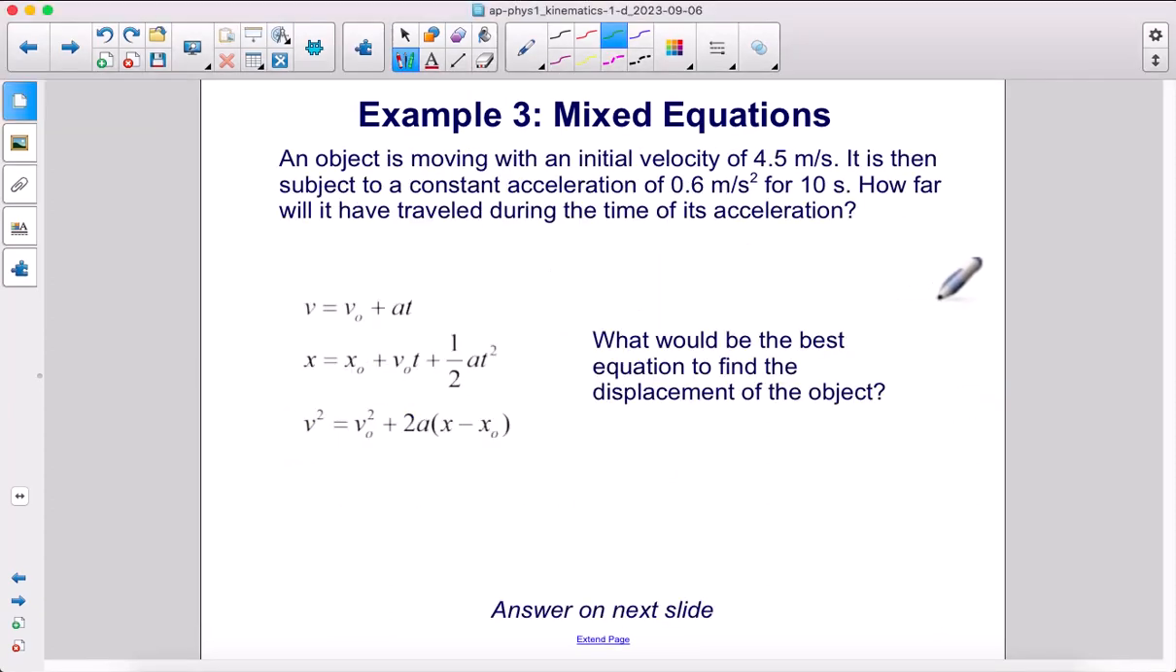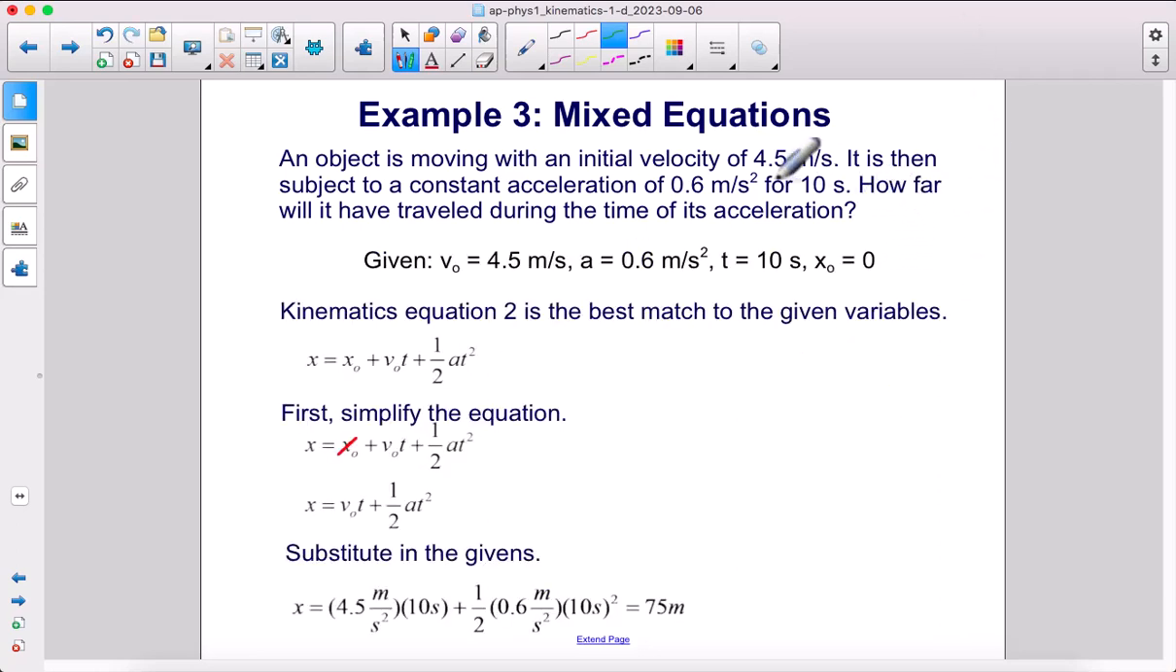An object is moving with an initial velocity of 4.5 meters per second. It is then subject to a constant acceleration of 0.6 meters per second squared for 10 seconds. How far will it have traveled during the time of its acceleration? What would be the best equation to find the displacement of the object?